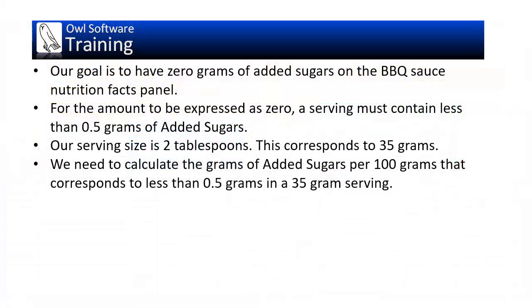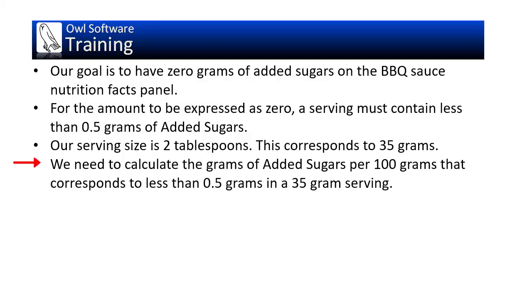Our goal is to have 0 grams of added sugars on the barbecue sauce nutrition facts panel. For the amount to be expressed as 0, a serving must contain less than 0.5 grams of added sugars. Our serving size is 2 tablespoons. 2 tablespoons of our barbecue sauce weighs 35 grams.